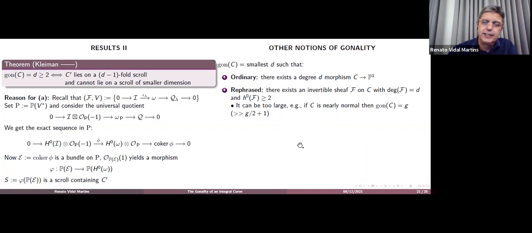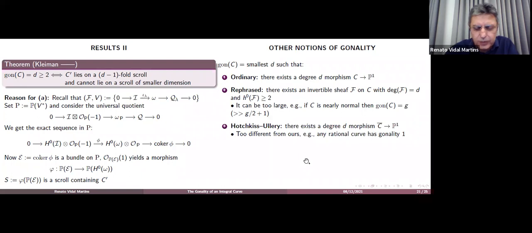Rephrased, we're going to see that the gonality is the smallest D such that there exists an invertible sheaf F on C with degree of F equal to D and H0 of F at least 2. We rephrase this, but what if we had adopted the other notion? It can be too large. For instance, I don't know if you still remember that I defined what a nearly normal curve is. For those curves, we would have gonality G, and G is too high. It's greater than G divided by 2 plus 1, which is the expected bound. We're going to see this for curves.